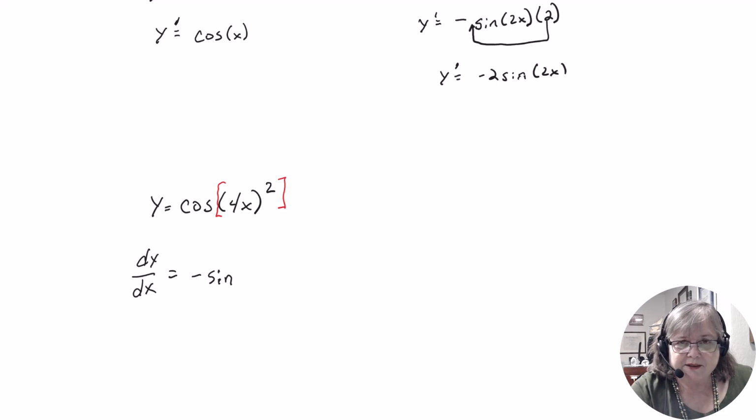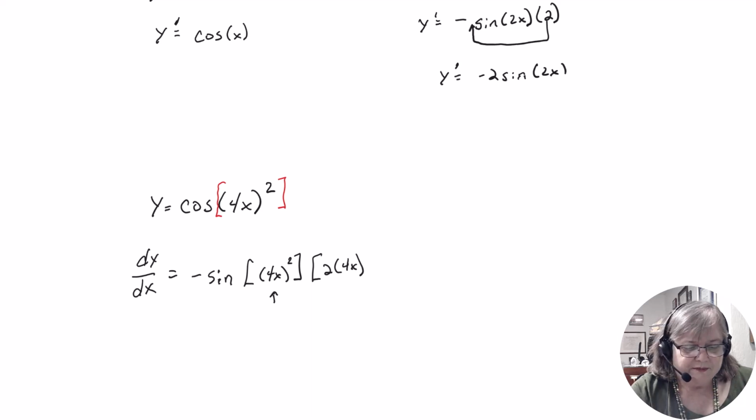Leave the inside alone, so you'd have 4x squared. Loop back in and take the derivative of this inside. Now, the inside is a power rule, correct? So you bring the 2 down, leave its inside alone, take 1 off the power, correct? And loop back in and take the derivative of that.